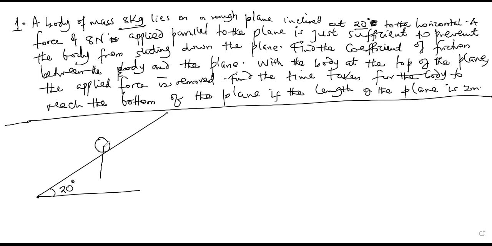The body is of 8 kilograms, meaning that the weight is 8g. Of course, you have to put the components. So this is 8g cos 20 degrees, and this is 8g sine 20 degrees. Right?